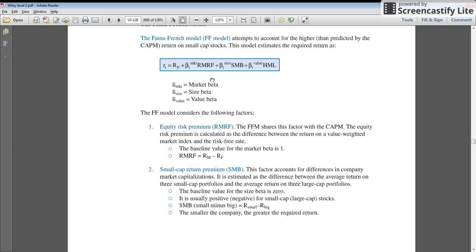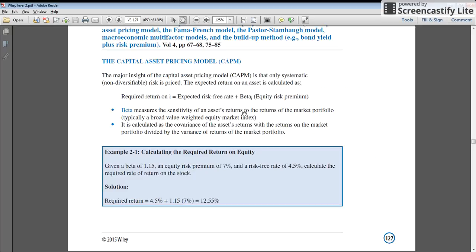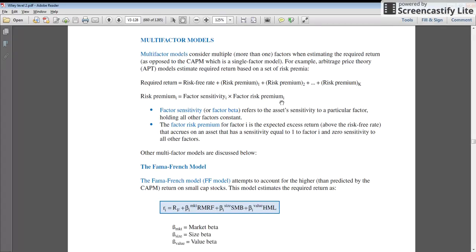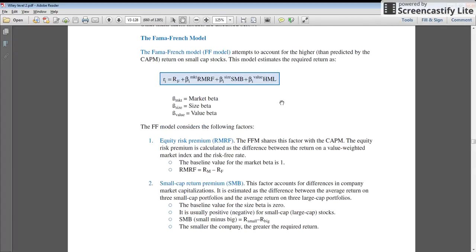CAPM only looks at one variable, which is the equity risk premium, and it assumes that all the risk borne by this stock is captured in the beta and the equity risk premium. The Fama-French model is a multi-factor model, which means that it does not attribute all the risk to one factor; it attributes it to multiple variables, and in this case, there are three variables.